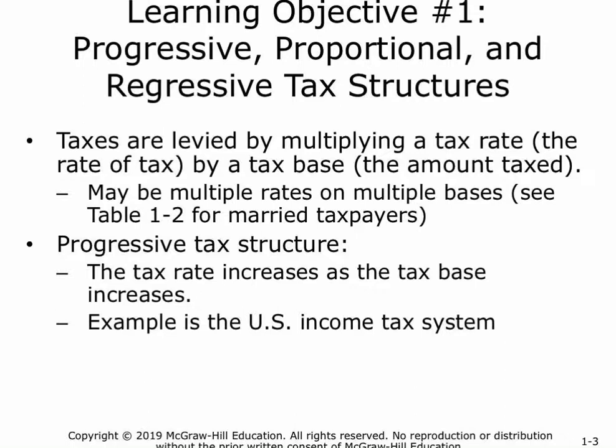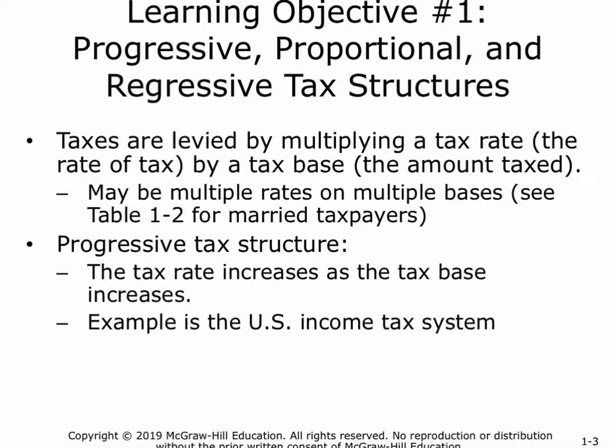So for example, if we had $100,000 in taxable income, that would be our tax base. And if we had a 10% tax rate that applied to that $100,000 in income, we would multiply 10% times $100,000 to get $10,000 for the tax due. Now, looking at tax structures, there's three different structures we're going to look at: progressive, proportional, and regressive tax structure.